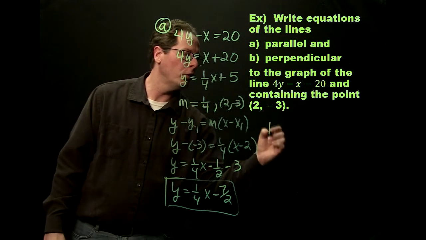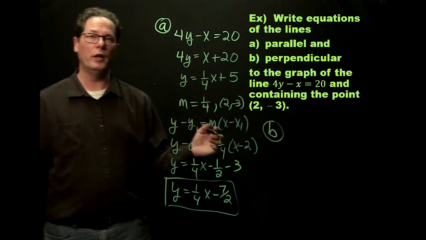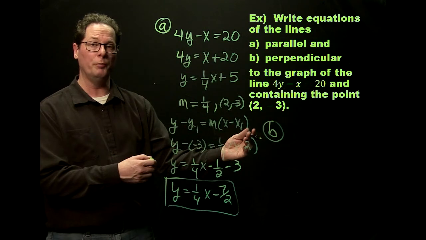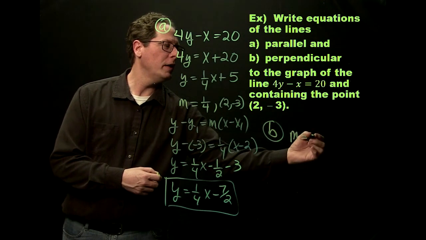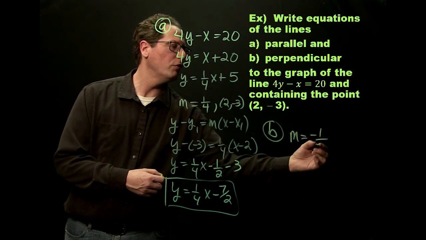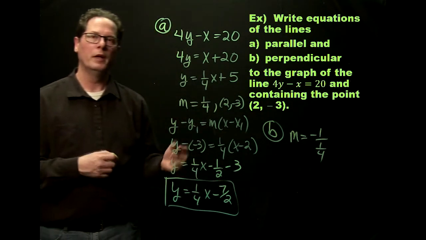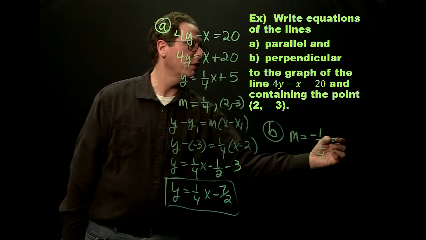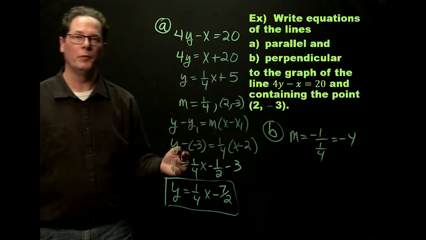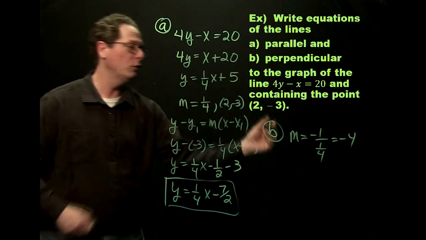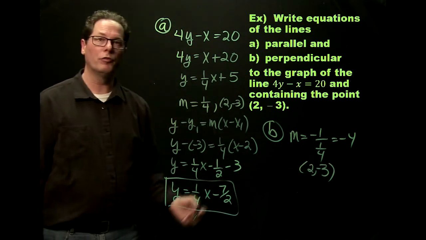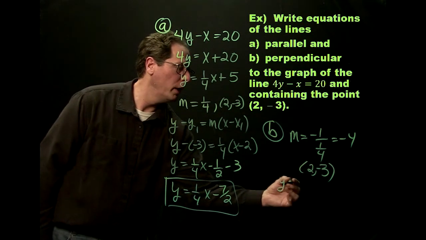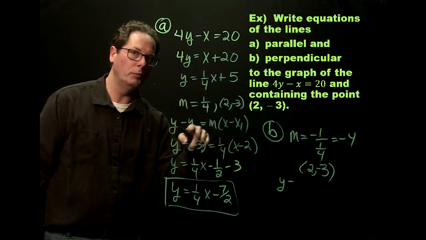So on part B, we're looking for the perpendicular line. Now the perpendicular line is going to have a negative reciprocal slope. So our slope is going to be negative 1 over the original slope. So that flips up and becomes negative 4. So we're looking for a line that has a slope of negative 4, and again, it still passes through the point (2, negative 3). So we do our y minus y1, so use this formula right here again.